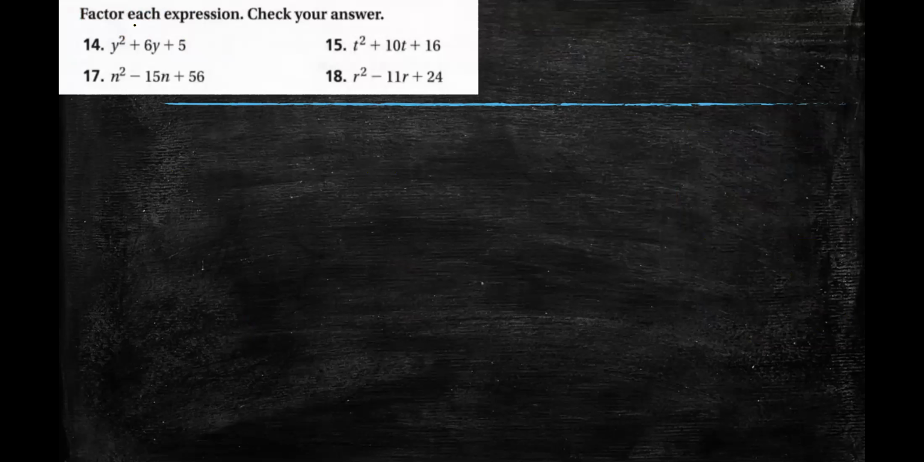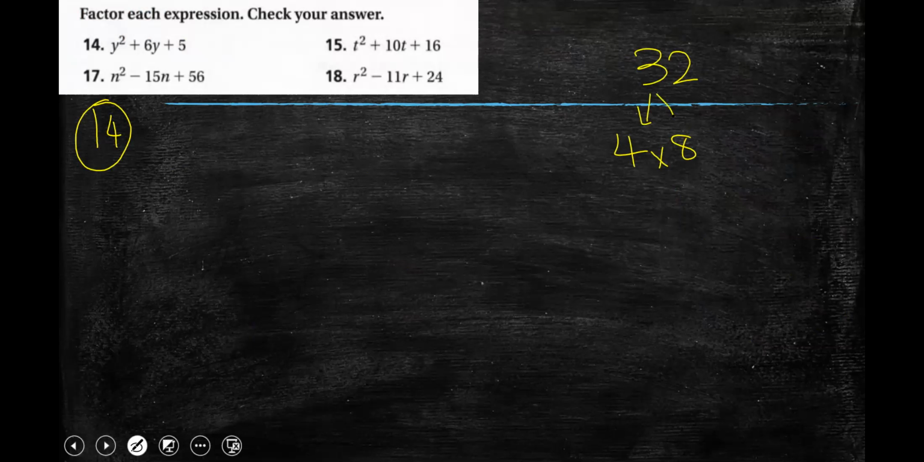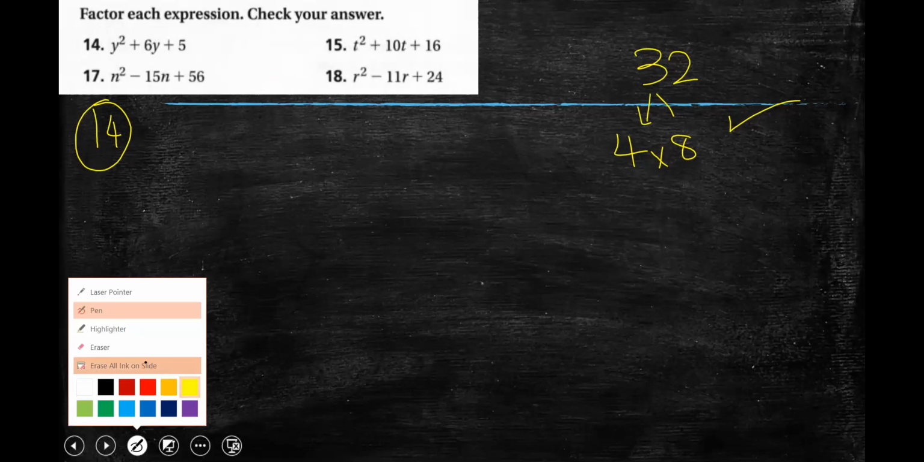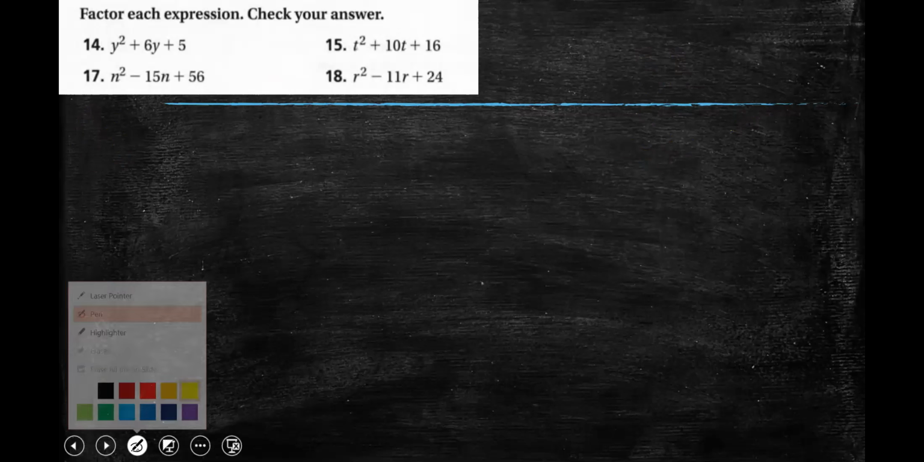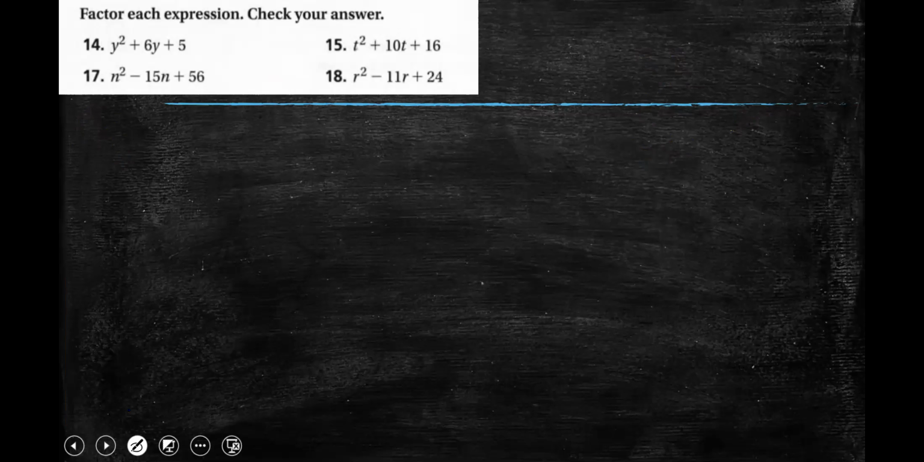Let's do here now number 14. In number 14, factor each expression, check your answers. Now, how to check your answers? Do you remember in grade 4, if you say that 32, its factors are 4 times 8, to check it, you multiply. If 4 times 8 equals 32, if yes, then you solved it in the correct way. Check your answer. That means you have to multiply them by the previous way that you learned before.